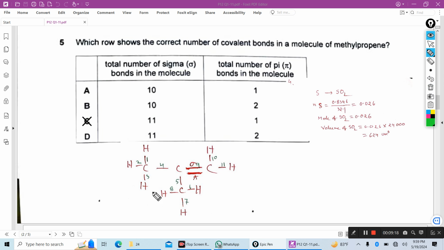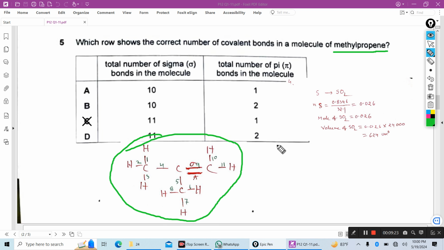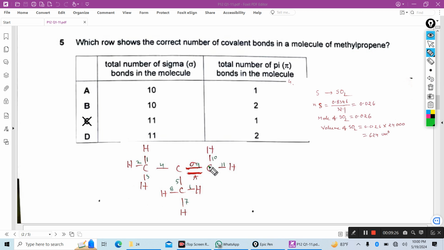So how do you get this? This is the methyl propene. 1, 2, 3 carbons with an alkene double bond contain propene, and the 2 carbon contains a methyl. So if you count, every single bond is a sigma bond, and if there is any double bond, one is sigma, the other is pi bond. As there is only one double bond, one is sigma bond, one is pi bond, so pi bond is only 1.